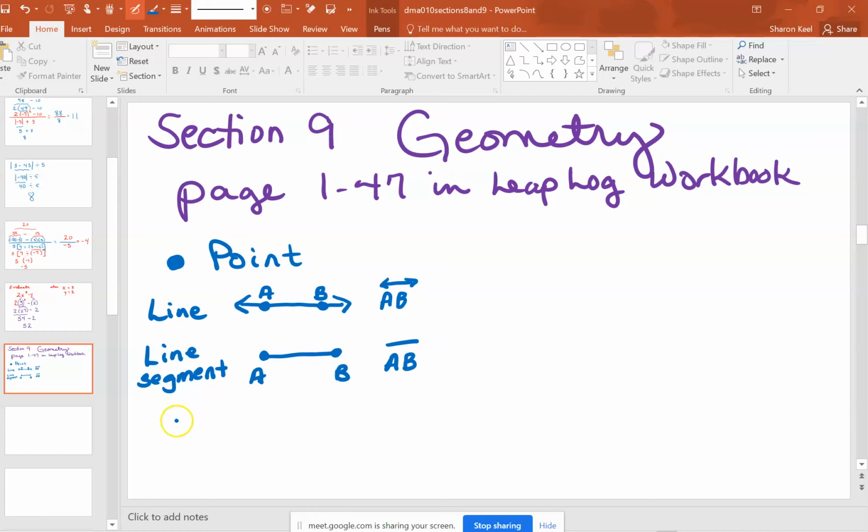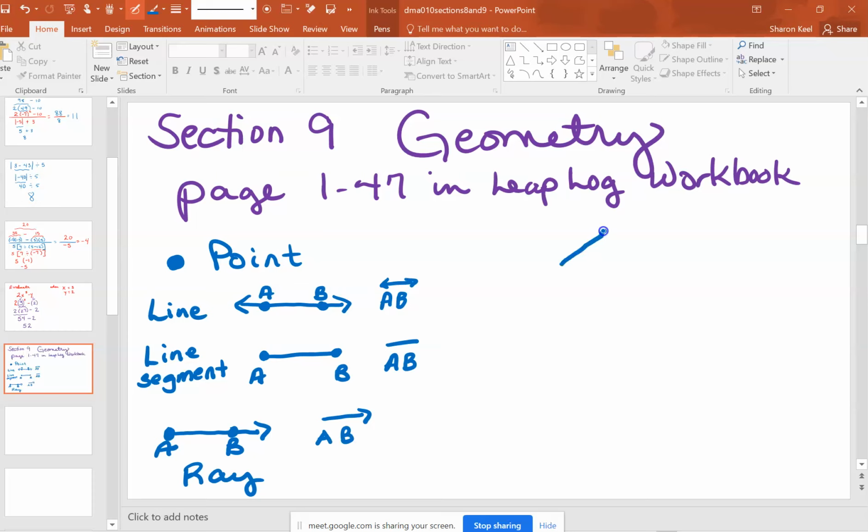Let me also mention here, if you have one endpoint and then let's say it continues off in a direction, we would call this a ray. A ray has one endpoint and then it continues in the other direction. When you label a ray, you put the endpoint first and then the other value would come after that.